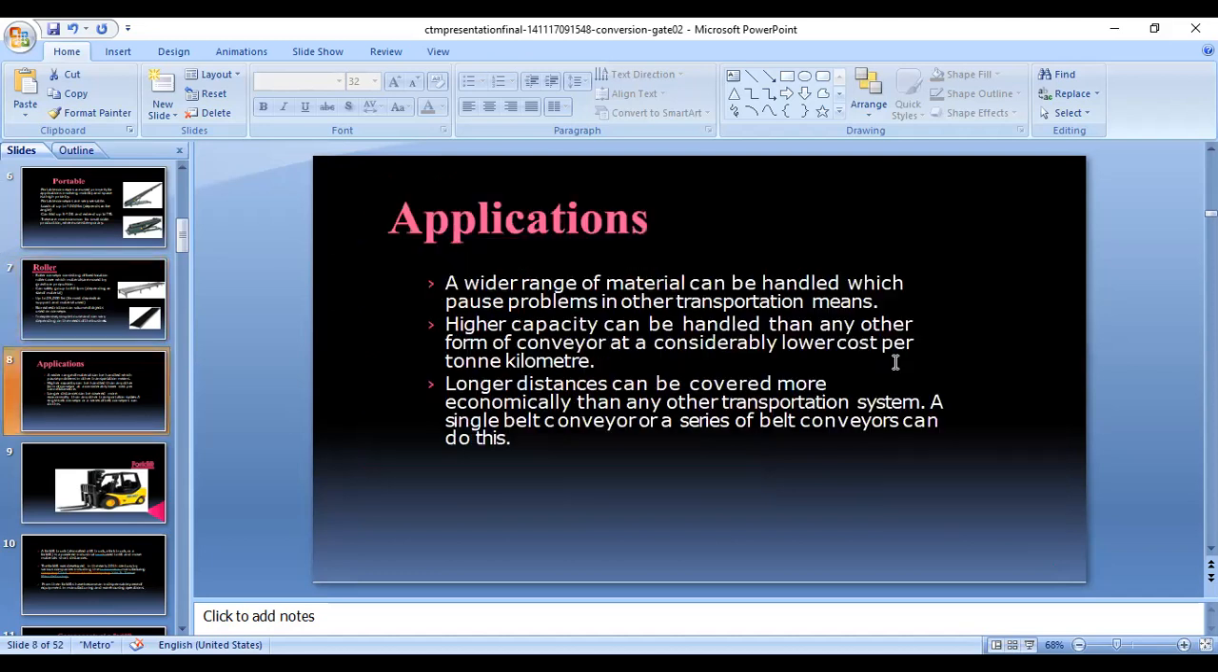The applications of these conveyors are that a wider range of materials can be handled, which pose problems in other means of transportation. Higher capacity can be handled than any other form of conveyor, at a considerably lower cost per ton kilometer. Long distances can be covered more economically than by any other means of transportation. A single belt conveyor or a series of belt conveyors can do this.